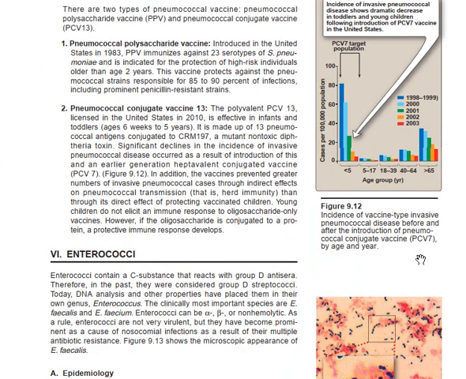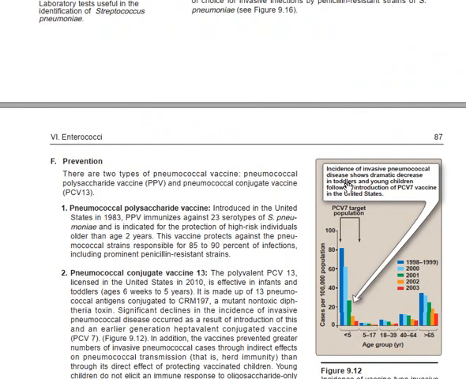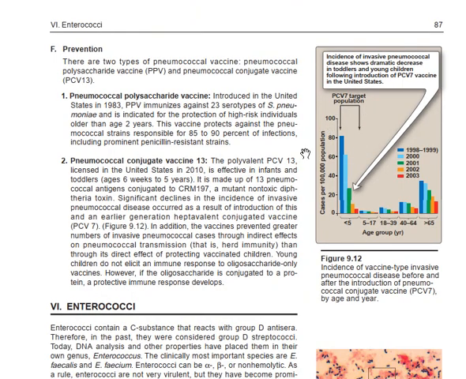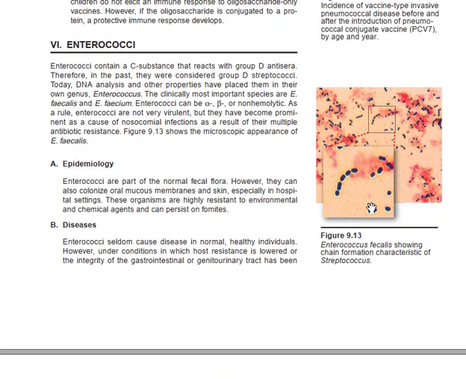Now the next one is the incidence of vaccine-type invasive pneumococcal disease before and after introduction of pneumococcal conjugate vaccine. So you see that before the introduction of the pneumococcal conjugate vaccine, the incidence of pneumococcal disease was very high in children less than 5 years. Is it clear? Now, after it was given, you see that the prevalence has reduced.